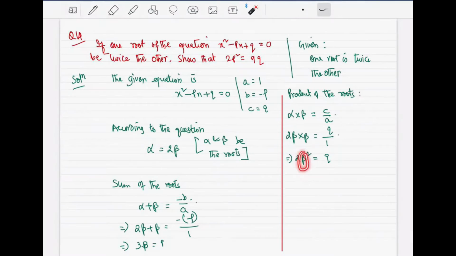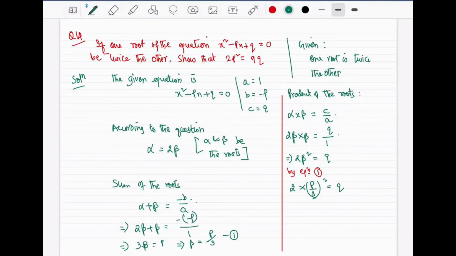Can we find the value of beta? Yes, of course. From this equation right here, we can find the value of beta. 3 will go to the other side, it will become p by 3, right? So beta is equal to p by 3. Now let's put the value of p by 3 in this equation. Let's denote this as equation 1. Now we put beta as p by 3: 2 into p by 3, whole square, is equal to q.